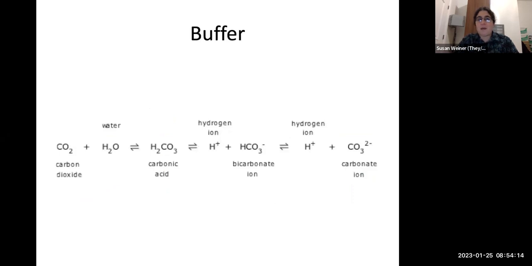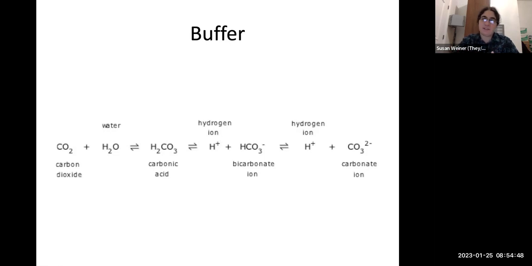Now, in the body, it's really important to maintain a very, very stable pH. We are only healthy if our blood pH is between 7.35 and 7.45. Any higher or lower than that, and it starts causing problems for us. And so we'll talk a lot more about that later in the semester when we get to pH management with the kidneys and the respiratory system. But here, I just want to talk about one basic way that we manage that, and that's through buffers.